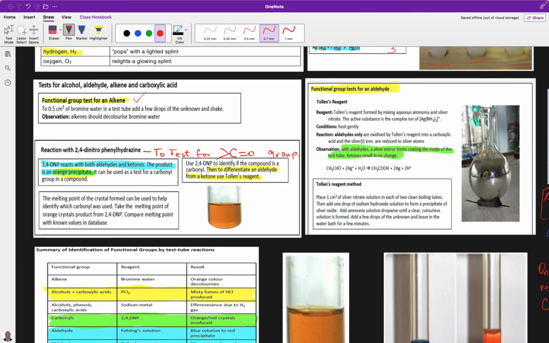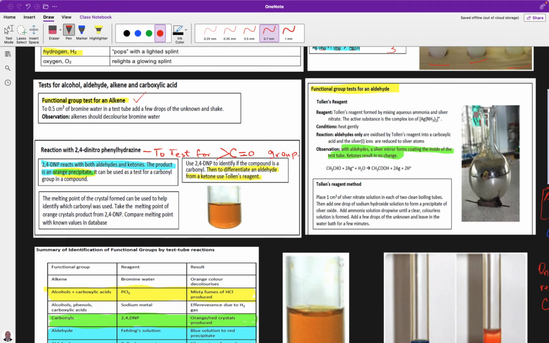Many compounds contain this group: we will have ketones, aldehydes, carboxylic acids, esters, amides, acyl halides, and also quinones. These are some of the compounds that contain this functional group. But our syllabus limits us to carboxylic acids, aldehydes, and ketones.